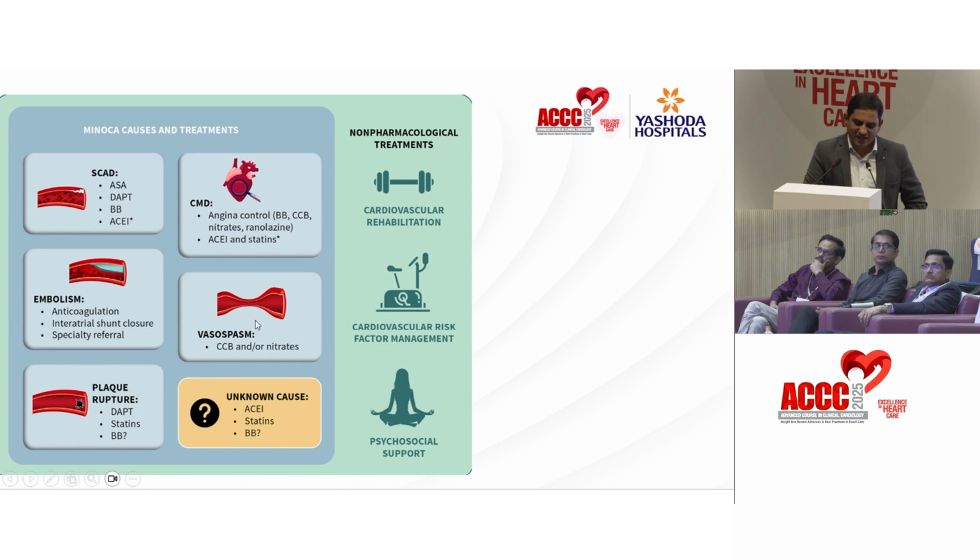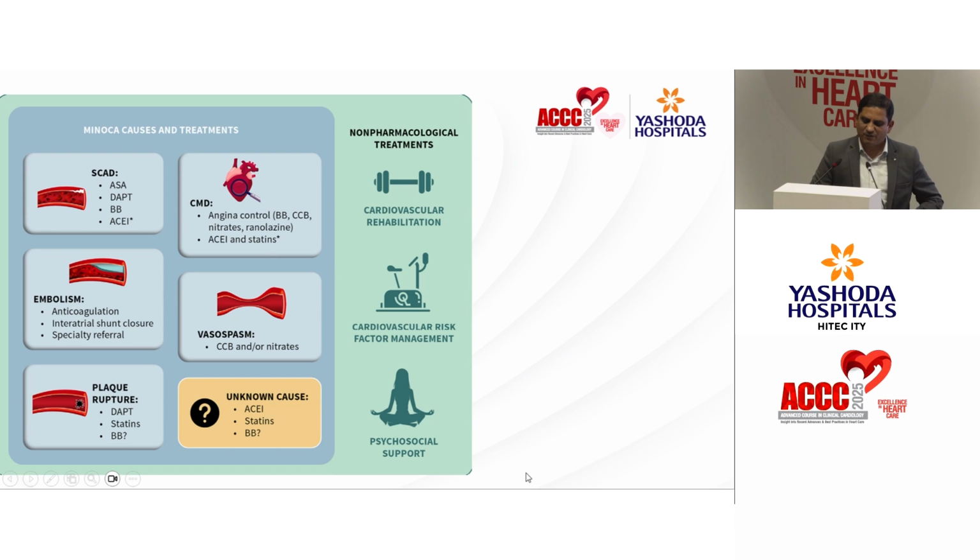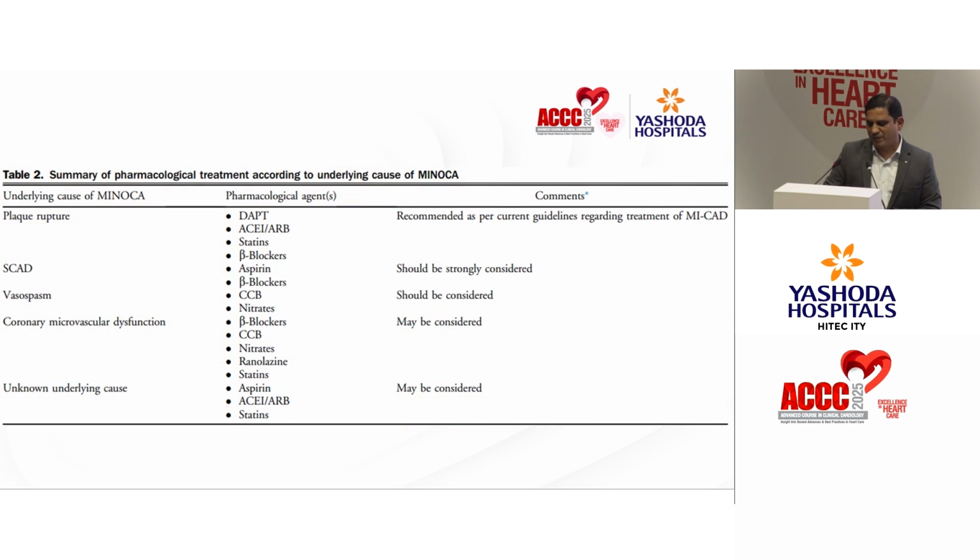So after doing a perfect analysis according to the cause, if vasospasm is suspected we treat with calcium channel blockers and nitrates. If microvascular dysfunction, beta blockers and calcium channel blockers. If embolism is suspected, anticoagulation. According to pathology, plaque rupture means DAPT and statins, etc. We can plan treatment according to the pathology.